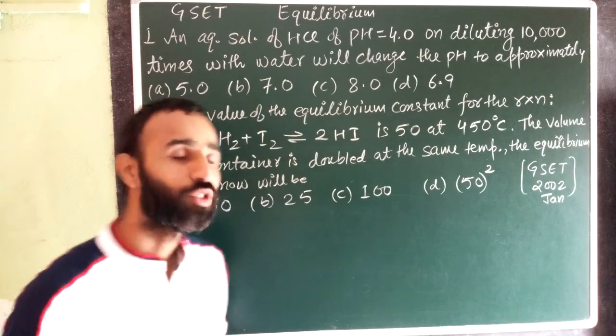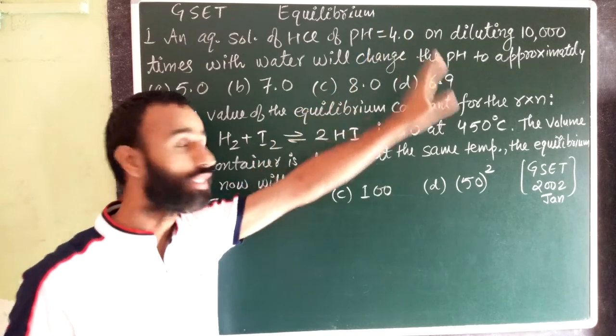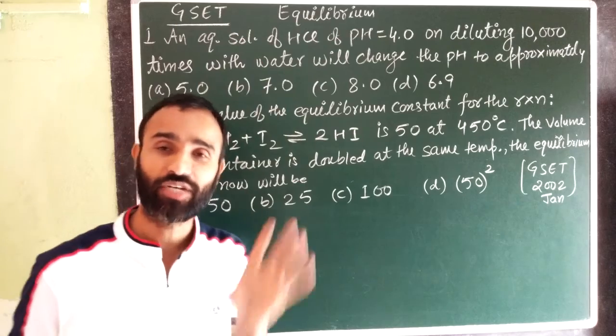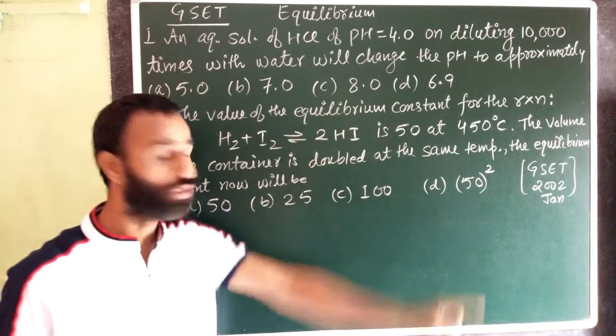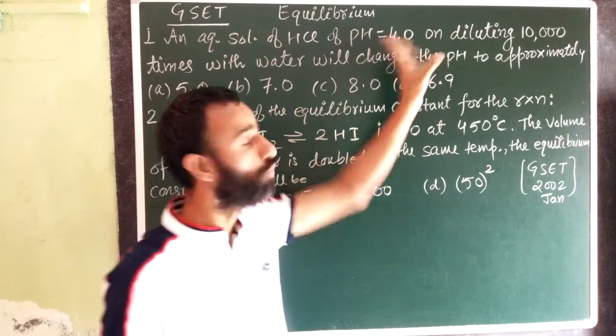Hello friends. So today we are going to revise the equilibrium chapter. For that we are taking into consideration GSET questions. So the first question is from GSET 2002: an aqueous solution of HCl of pH 4.